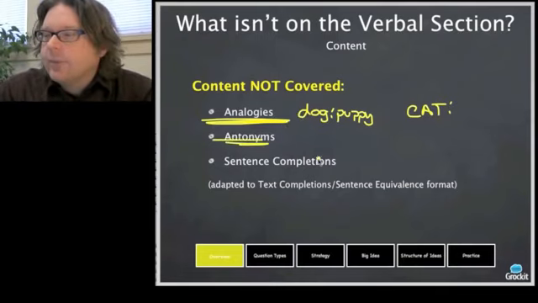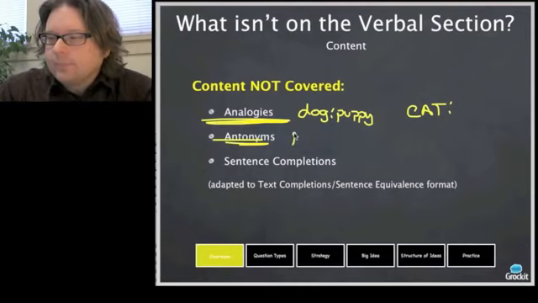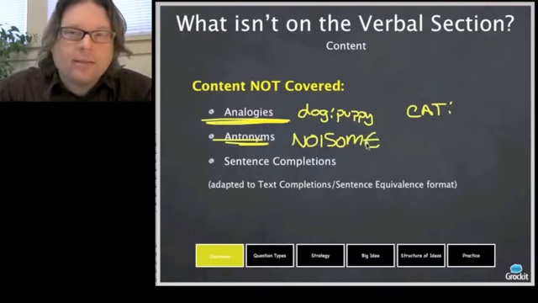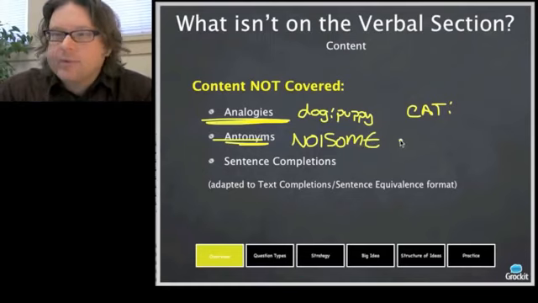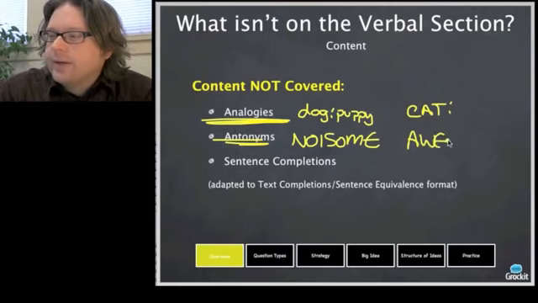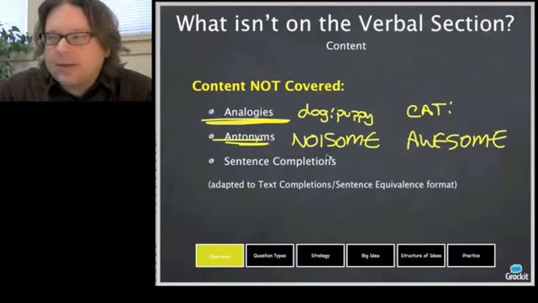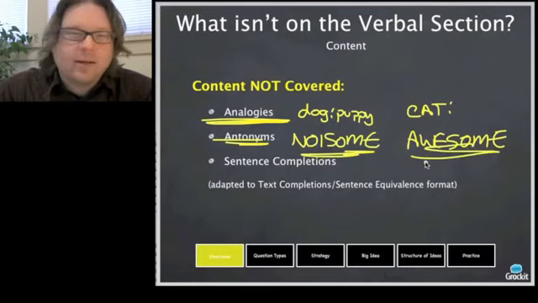Antonyms, likewise: you get a single word as your question type, like a word like noisome, and then you would have to choose the opposite. Which word means the opposite? And so one of the choices might be awesome. And I guess, I'm stretching it a little bit. Noisome means annoying, awesome means awesome, so awesome is sort of the opposite of noisome. I made this up. This isn't really an old GRE question, but you get the idea.